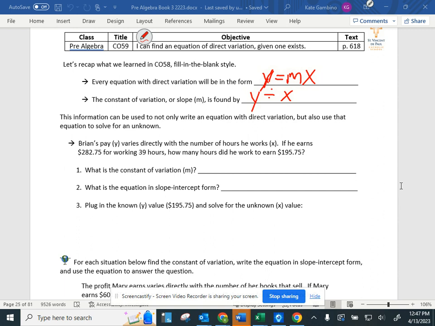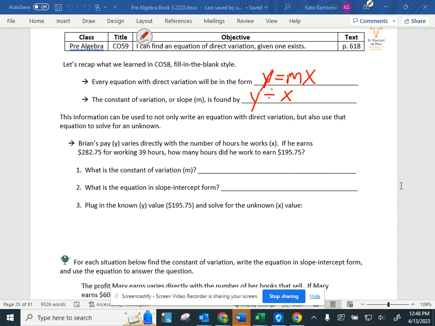All right, so I'm recording. Side conversations are done. This information can be used to not only write an equation with direct variation, but also use that equation to solve for an unknown. So it's one of these cases where we learn one thing and then we build upon that knowledge to do something new. So let's see what that means. We're going to use what we learned in yesterday's objective, and we're going to take it a step farther.